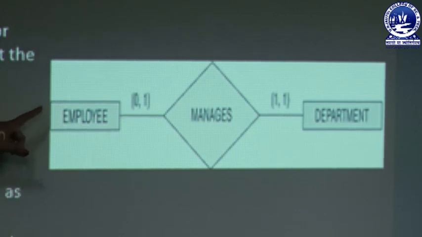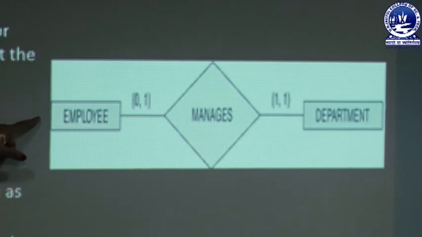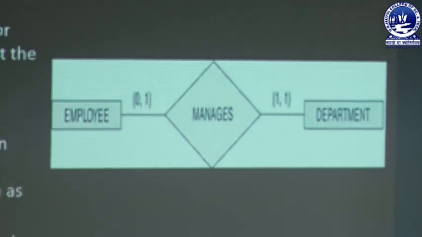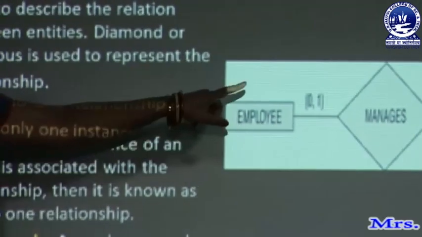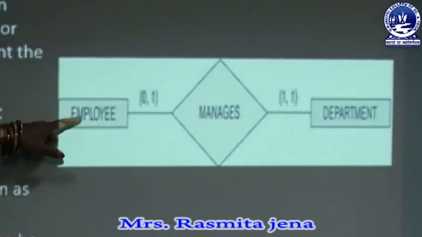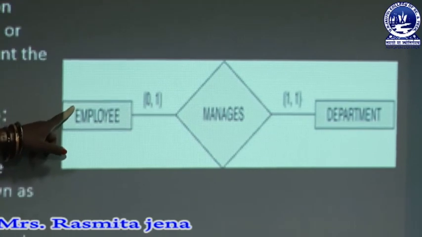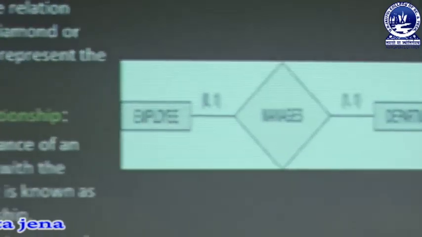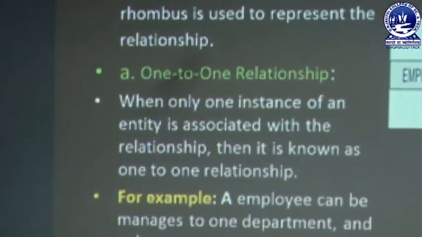Why? Now, one employee can be a manager of one department. So, that is called a one to one relationship. That means one instance of employee is associated with the manages relationship to form a relationship with the department entity. That is why it is called a one to one relationship.